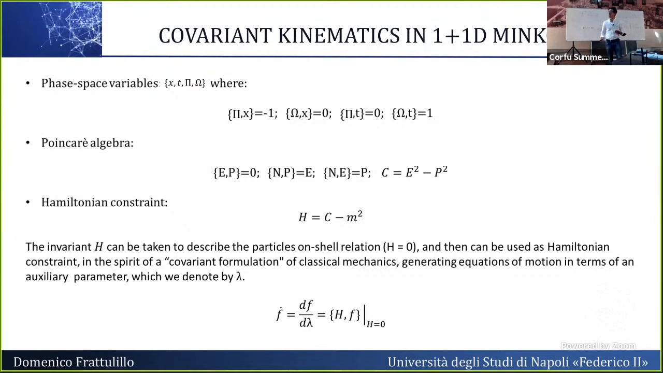Now let's talk about the Hamiltonian formulation of a covariant kinematics in this spacetime. We can use H equal to the Casimir minus the mass squared of the particle as the Hamiltonian of our system, and H equal to 0 is the on-shell relation. We can generate in a covariant way equations of motion in terms of an auxiliary parameter lambda in the following way. If we consider the Poisson bracket between the Hamiltonian and a generic function f of the phase space variables, and we set H to 0 in order to take into account the on-shell relation, this is f dot, that is the derivative of f with respect to this parameter lambda that we have introduced.